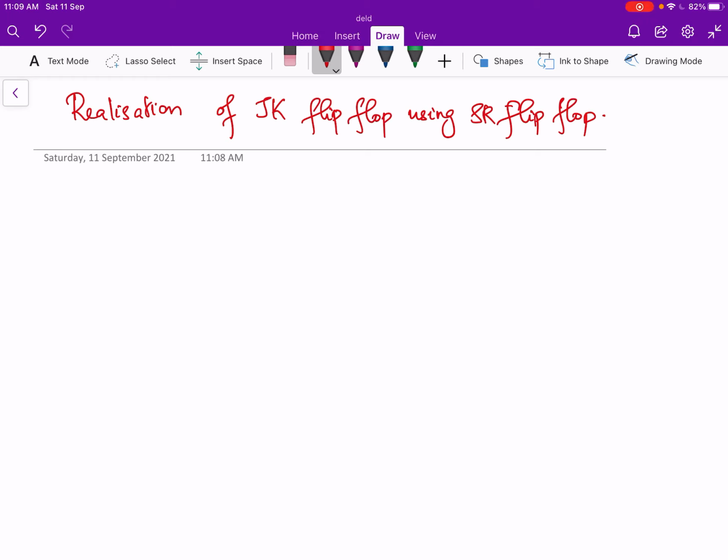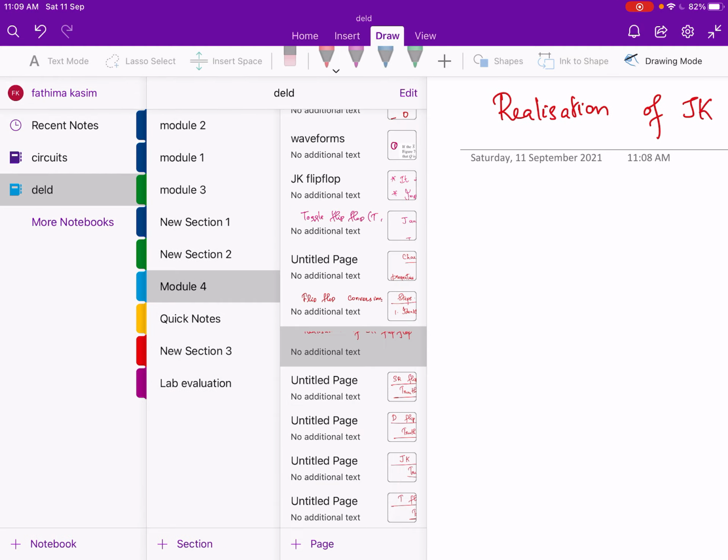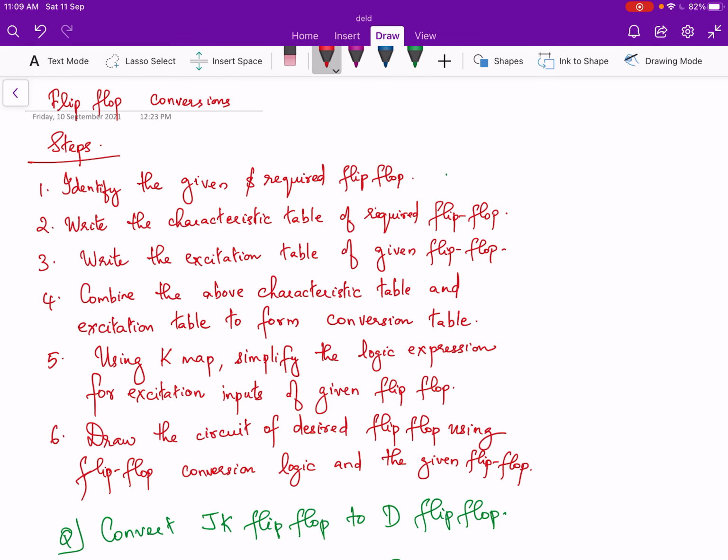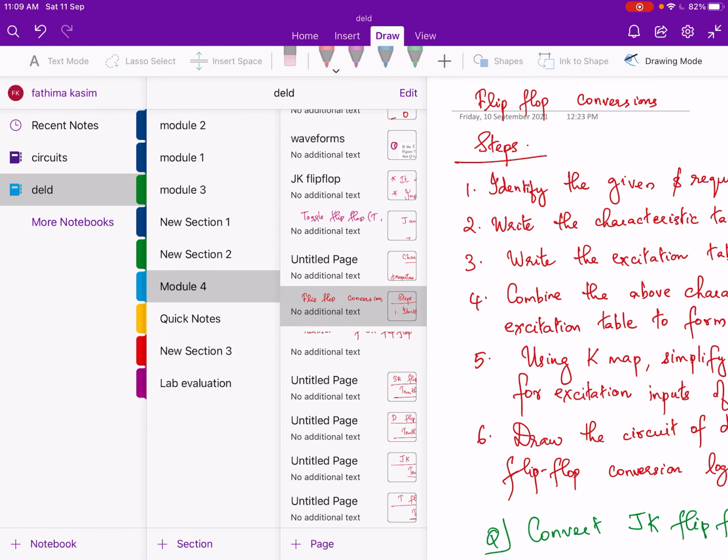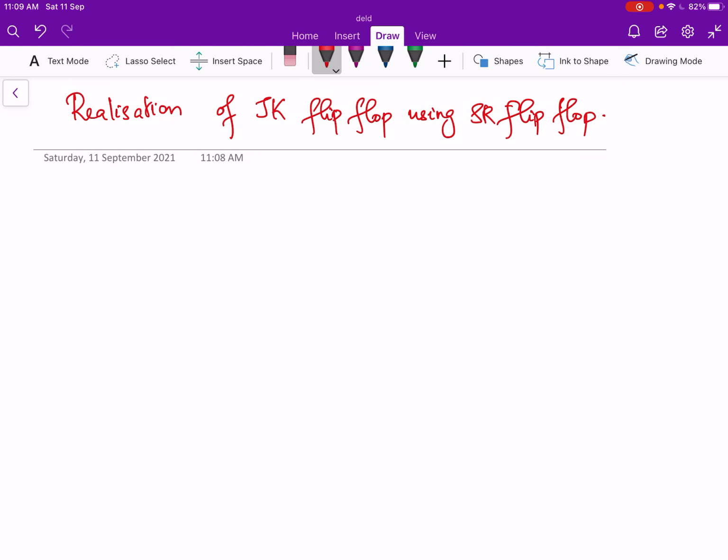Hello everyone, in this video we will see the realization of JK flip-flop using SR flip-flop. So we have studied the flip-flop conversions. There are 6 steps. The first step is to identify the given flip-flop and the required flip-flop. In this question we have to realize JK flip-flop using SR flip-flop.